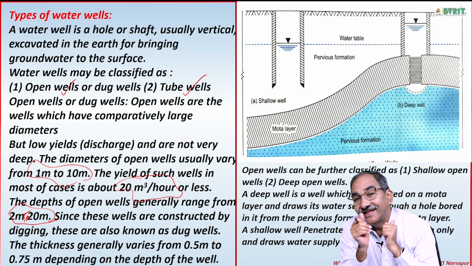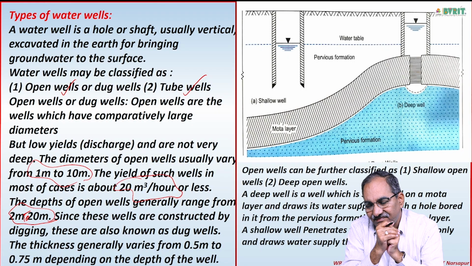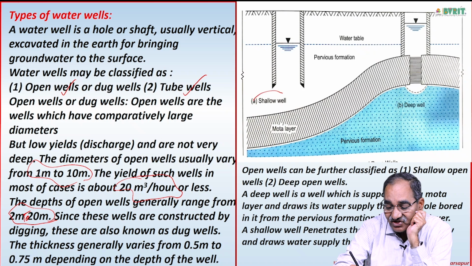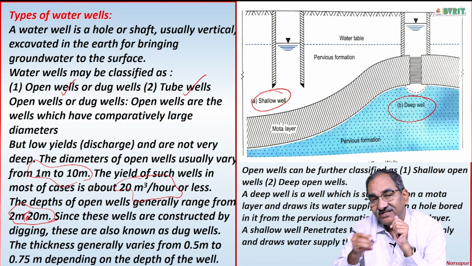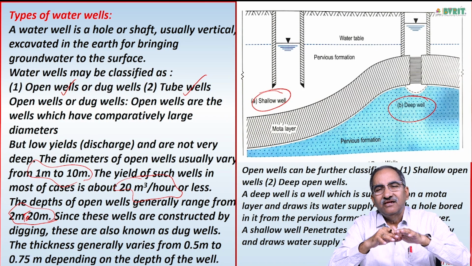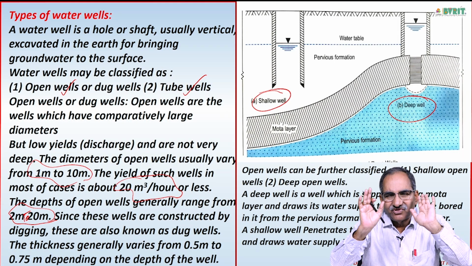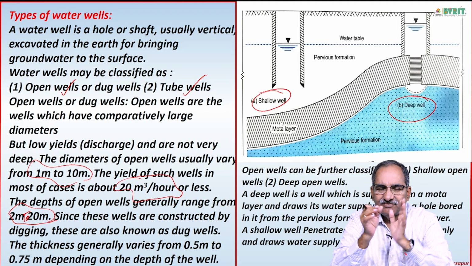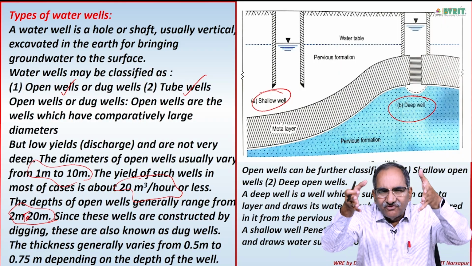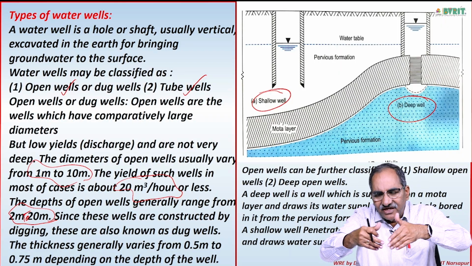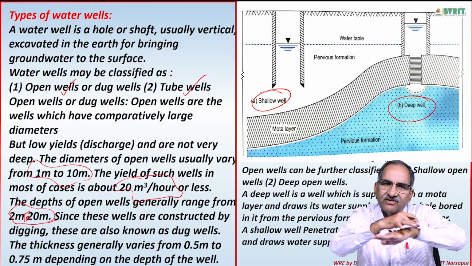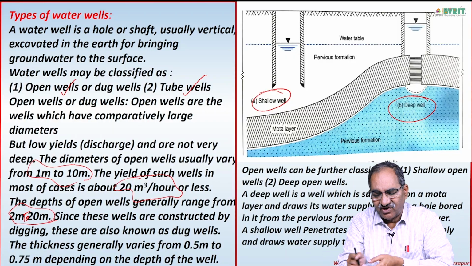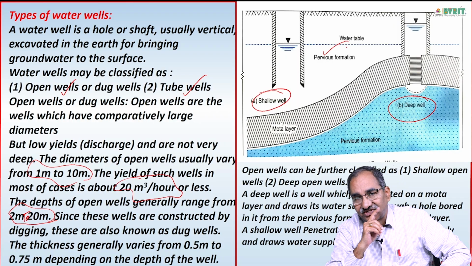But technically speaking, open wells can be classified into two types. One is called a shallow well, the other is called a deep well. Shallow well means only the percolated portion. Wherever the pervious formation is there, the well is percolating into that. It won't go much deeper. It is only in the pervious soil surface, and from there it extracts water. That is what we call a shallow well.